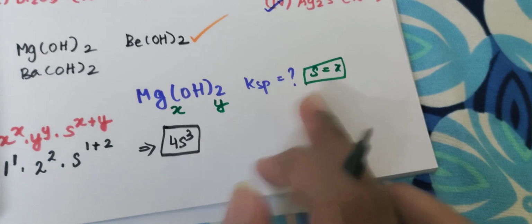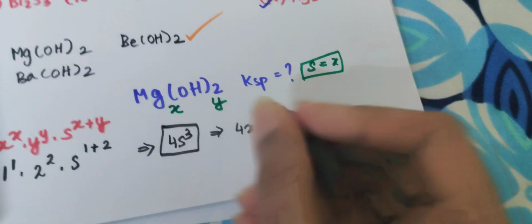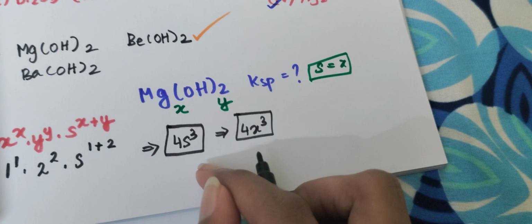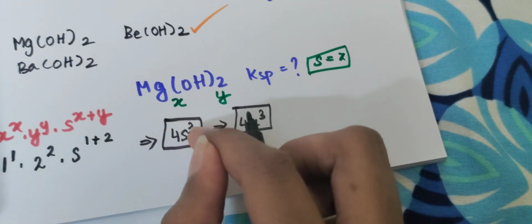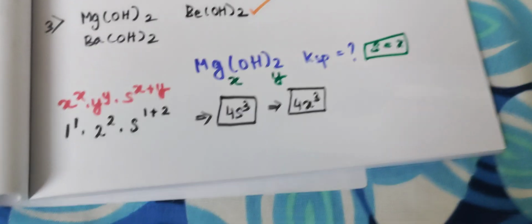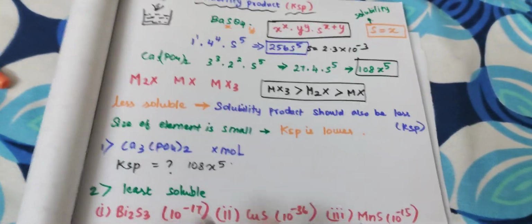In the place of S, I told you to substitute X. So 4X cube is the answer. In the place of S, they might also give you some value and you are supposed to substitute it. Then in the place of X, you should write some value and then solve it and you will get the answer. But they have just given us S is equal to X, so I have just normally taken it like that. Okay, this is the whole solubility product concept that you have to understand.